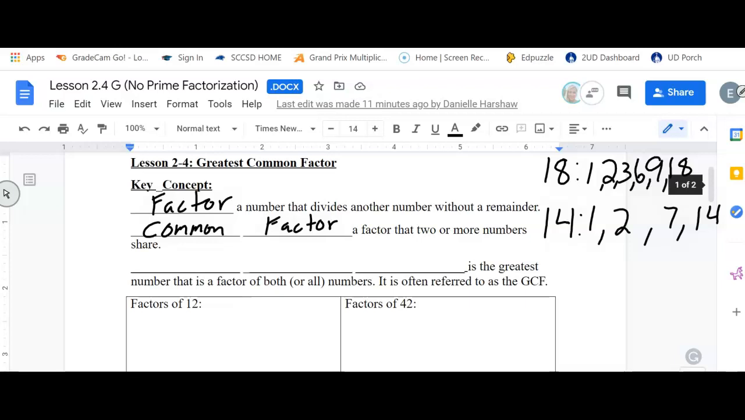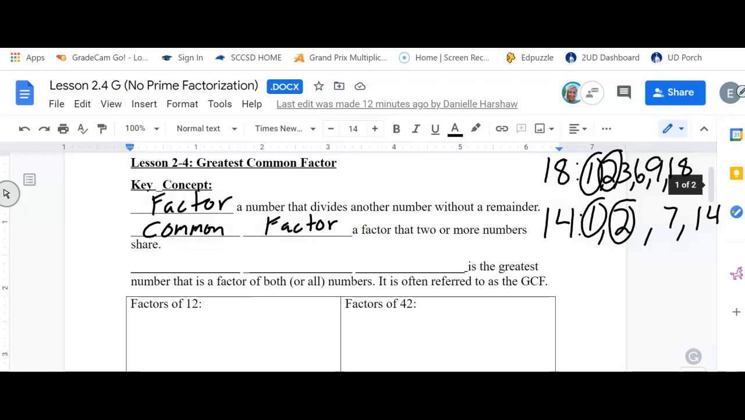So we can find the common factors of 18 and 14. What are some common factors of 18 and 14? What factors do they share? Colin. 2. They both have a factor of 2. What else? Will. 1. Any other ones? Nope. So what are the common factors of 18 and 14? Chris? 1 and 2.